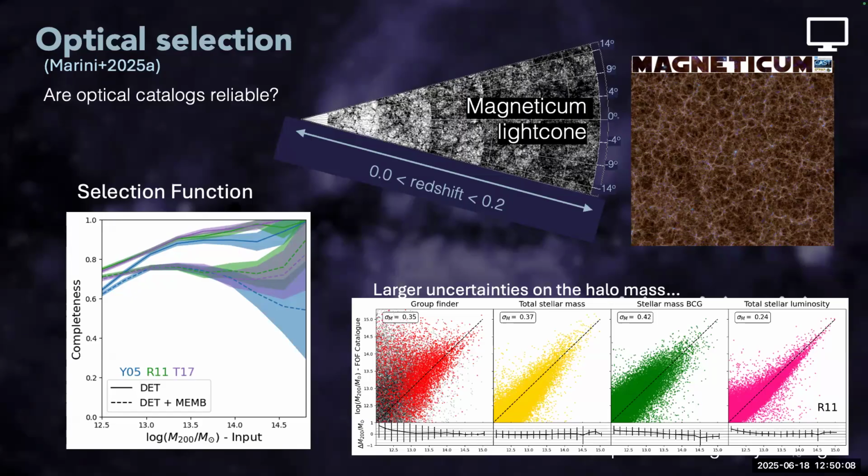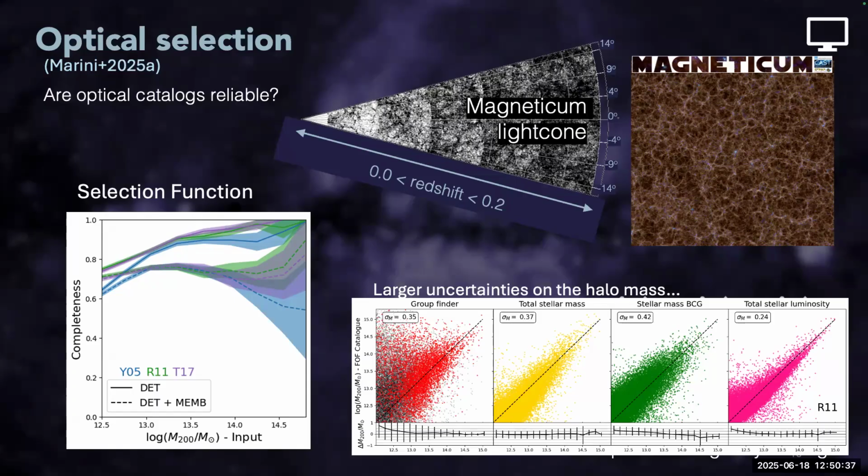And that's exactly what is shown in the first panel there. This is the halo mass that the catalog would give you on the y-axis, and on the x-axis you have the actual halo mass coming from the simulation. So the group finder has a standard deviation of 0.35 dex, which is basically telling you that most of the time we are not getting the right halo mass for these groups.